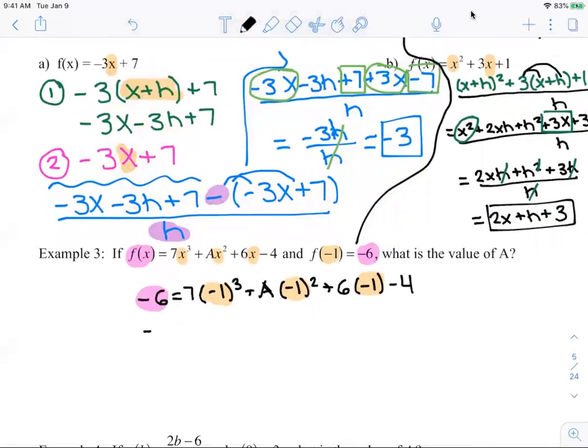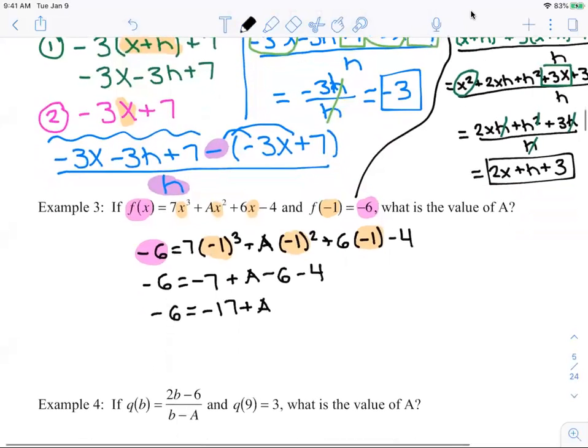-1 cubed is a negative number, so I'm going to get -7. Negative 1 squared is a positive number, so that's just 1a. 6 times negative 1 is minus 6, minus 4. Negative 7 minus 6 minus 4 gets me to negative 17. I'm going to add 17 to both sides, and I'm going to get a is 11.